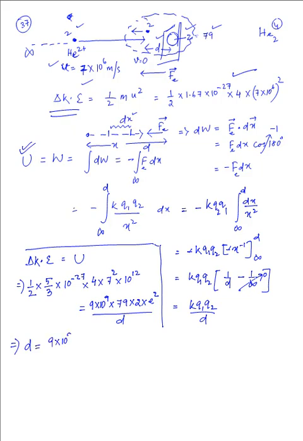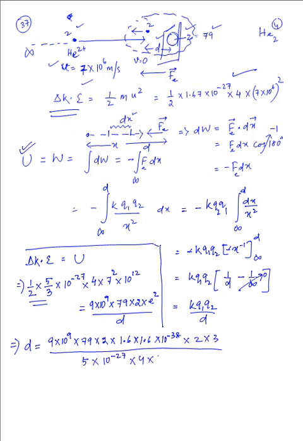So this is 9 times 10 to the power 9, 79, 2, 1.6 times 1.6 times 10 raised to the power minus 38, if you check that out. And this 2 and 3 from the denominator, they go over here. That's a big one. And then you have 5, 10 raised to the power minus 27, 4, 7, 7, 10 raised to the power 12.